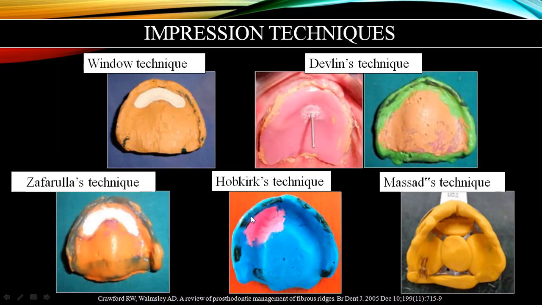In Hopkirk's technique, a single custom tray is used. The secondary impression is recorded with heavy body addition silicone. The areas of movable tissues are cut out and relief holes are made. A wash impression is recorded using light body impression material. The massage technique makes the final impression in a single visit by eliminating the need to fabricate a custom tray from the cast obtained from the preliminary impression.